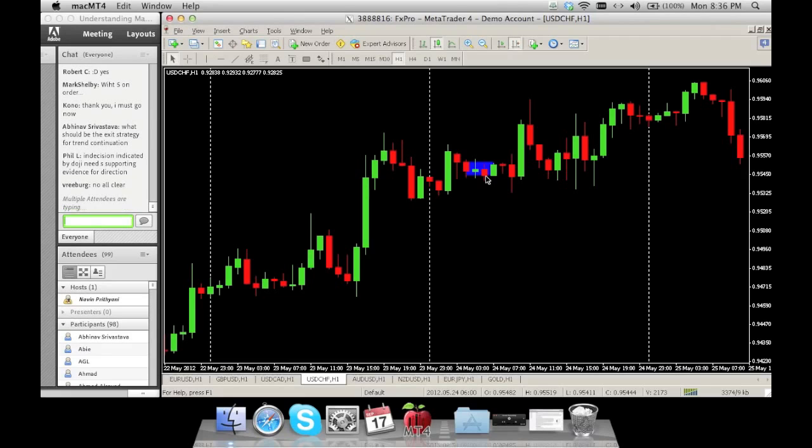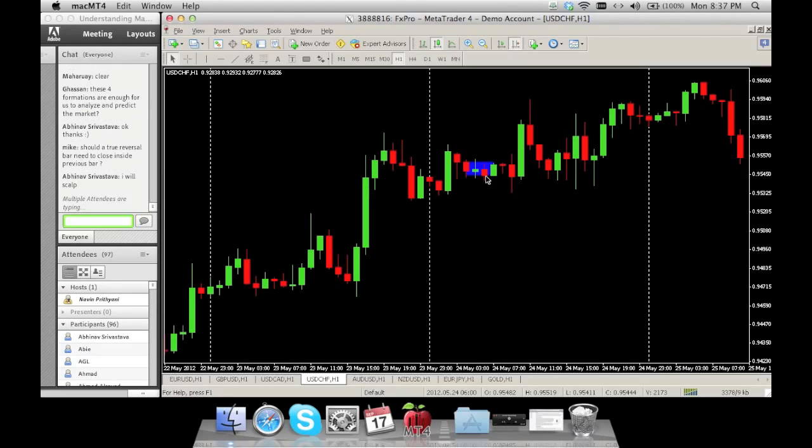Okay. Alternate indecision indicated by doji needs supporting evidence for direction. No. Abhinav, okay, this is just pattern recognition. This is to understand which direction the market's going. It's not a signal service. It's not like, okay, because it's long, you're going to enter long, you're going to buy now, and then you're going to sell later. No, no, no. It just tells you how to see which direction the markets are going. Okay? You can add this into any system you want. You can plug it into any system you want.